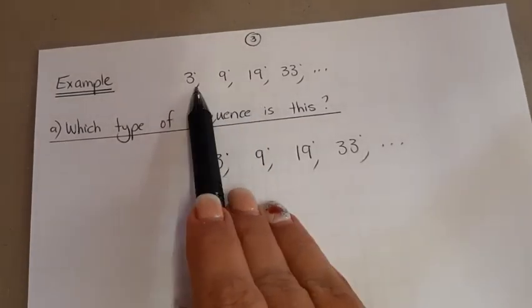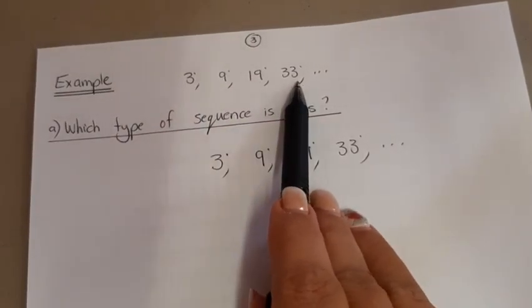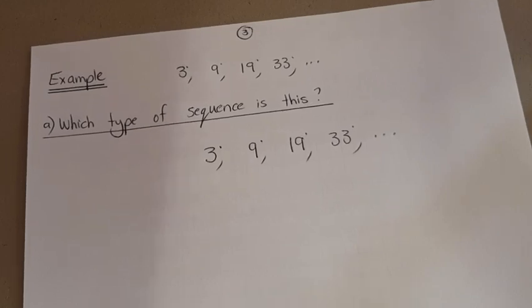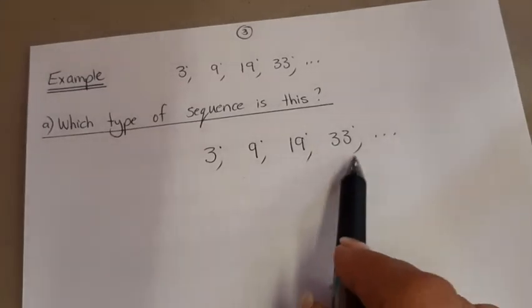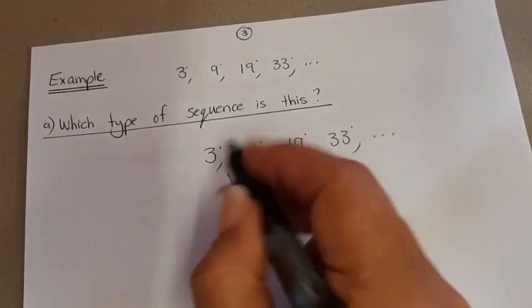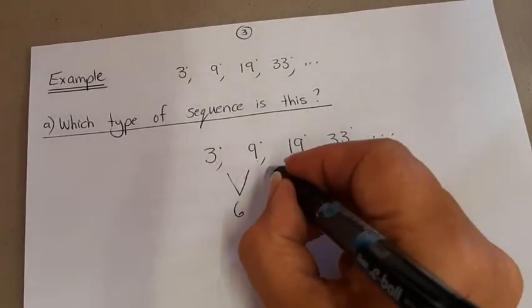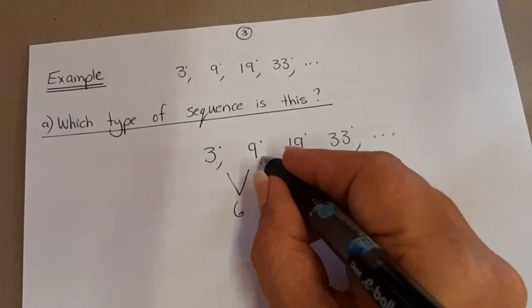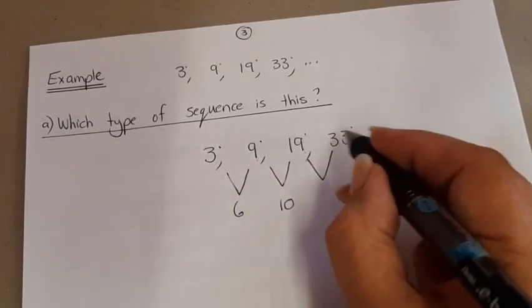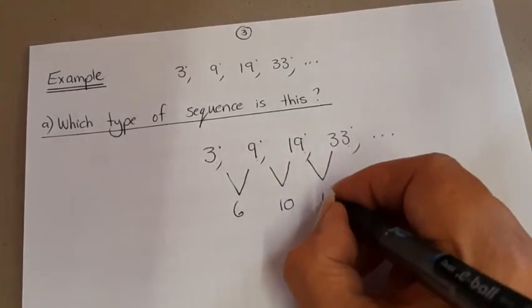Here we have a sequence 3, 9, 19 and 33. The first type of question that we can ask you is, which type of sequence is this? In order to determine that, you first need to get the differences. So let's do that first. 9 minus 3 gives me 6. 19 minus 9 gives me 10. 33 minus 19 gives you 14.